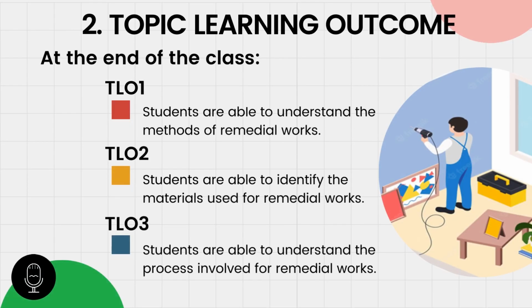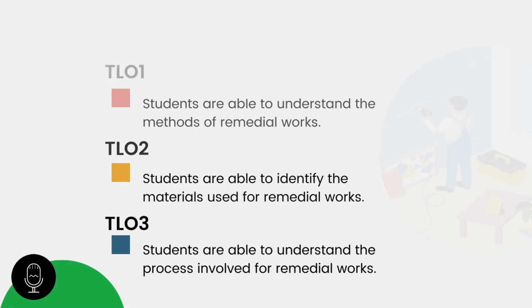Topic learning outcomes. For this topic, we have three topic learning outcomes. Learning outcome 1, students are able to understand the methods of remedial works. Learning outcome 2, students are able to identify the materials used for remedial works. Learning outcome 3, students are able to understand the process involved for remedial works.